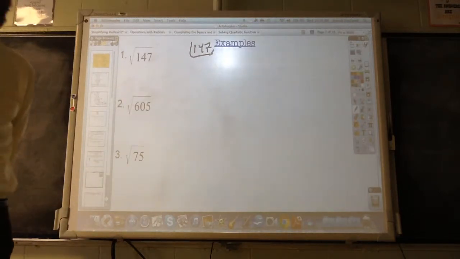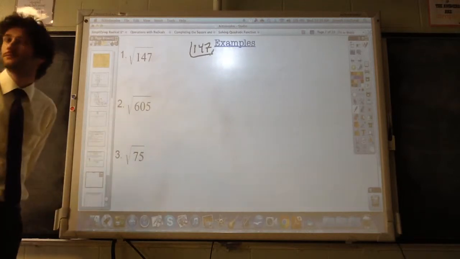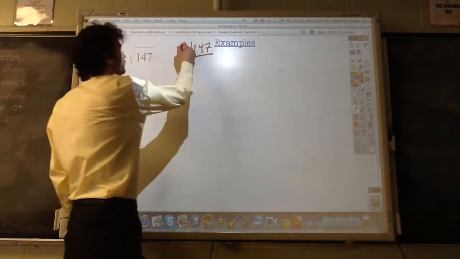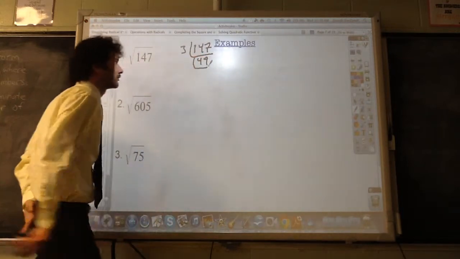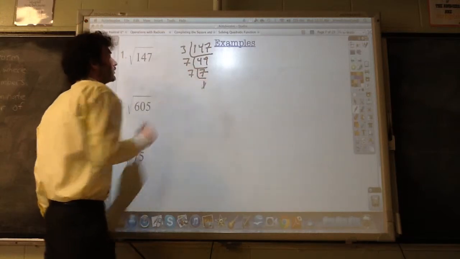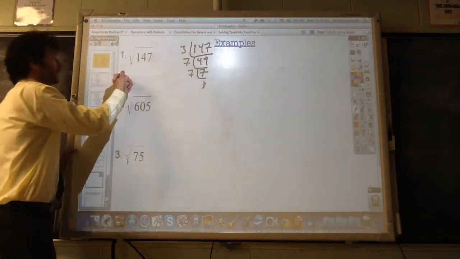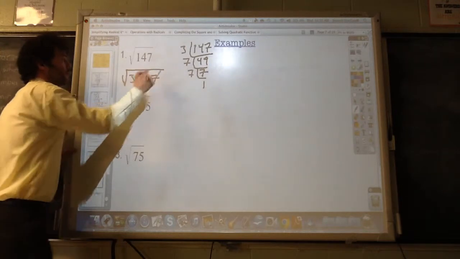I know 2 doesn't go in there, it's not even. Does 3 go in there? Yes, 49 times. Okay, so 3 goes into 147 49 times. 7 goes into 49 7 times, and 7 is prime. That means I can rewrite this as the square root of 3 times 7 times 7.